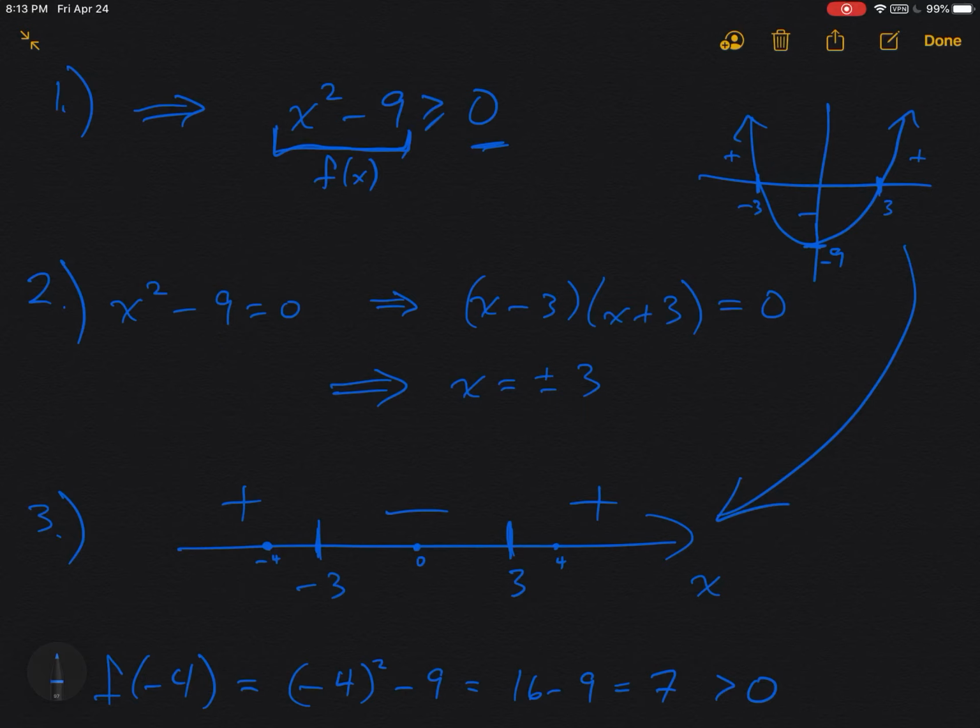But this sign chart strategy is going to be a little more general. It's going to allow us to find the regions of positivity or negativity, even whenever we don't know how to graph the original function. So that can be kind of convenient.